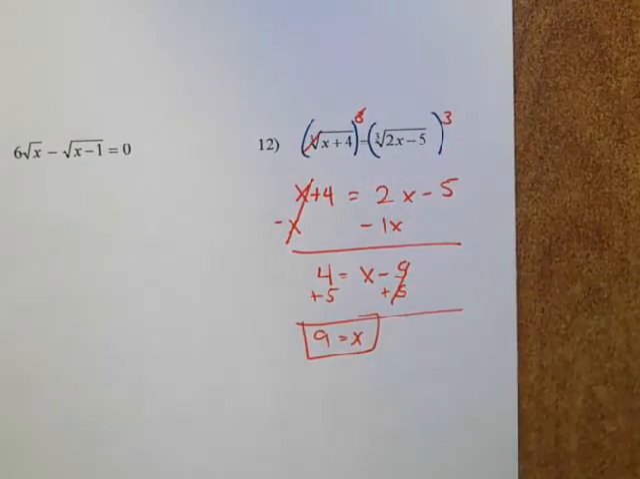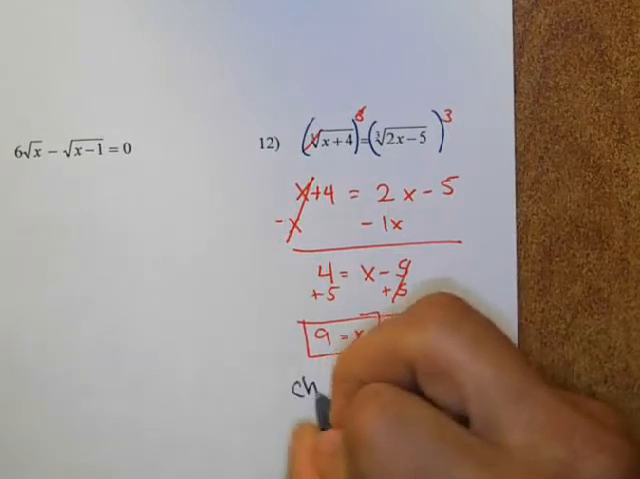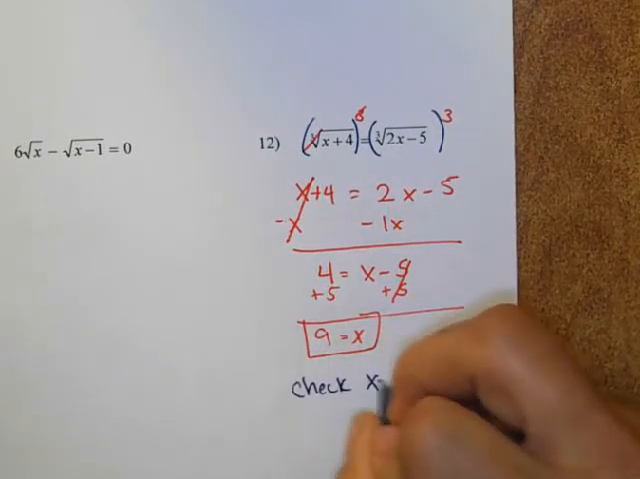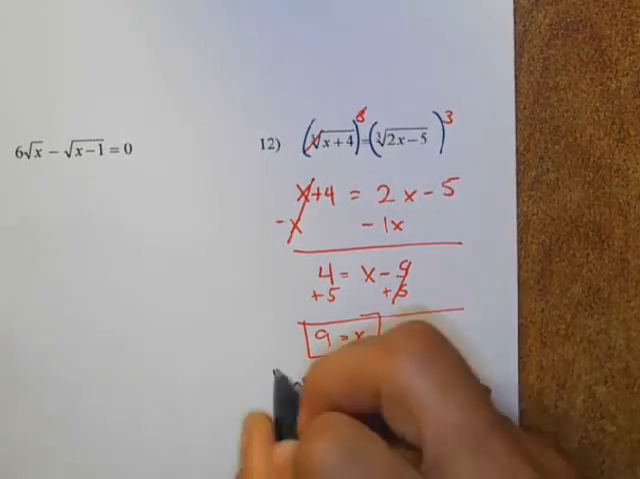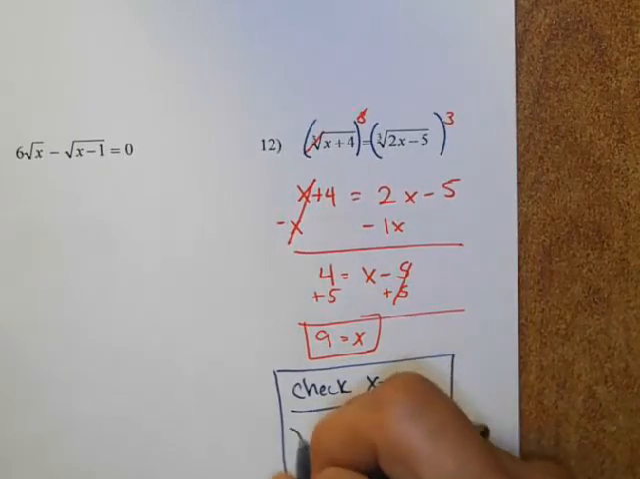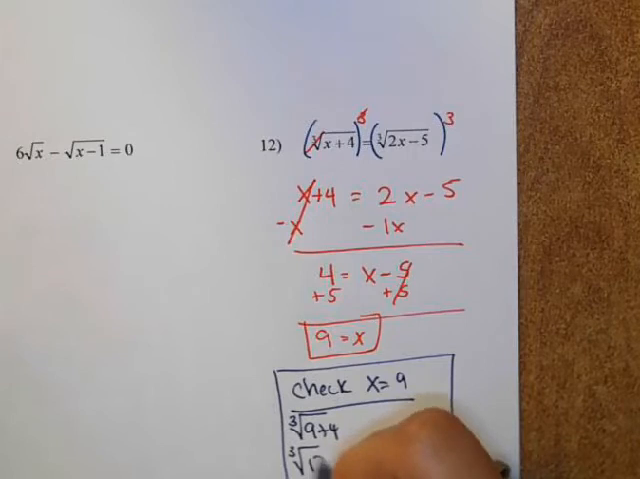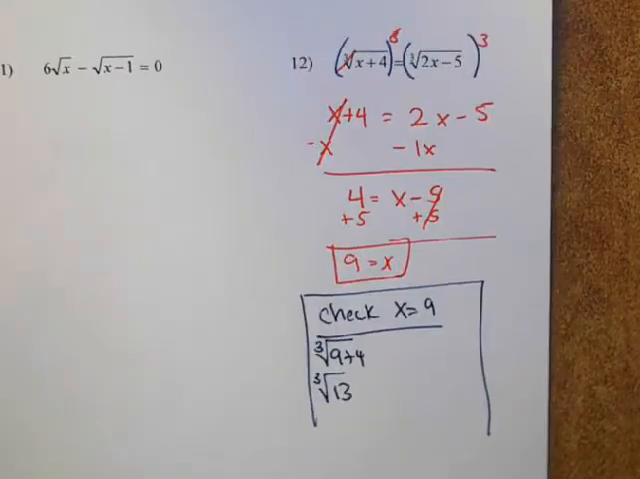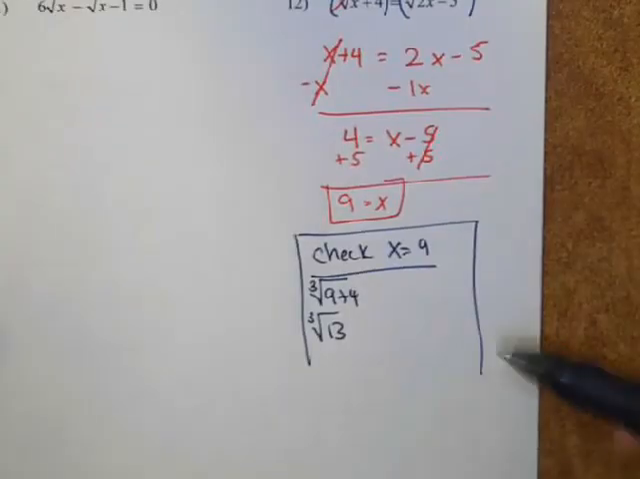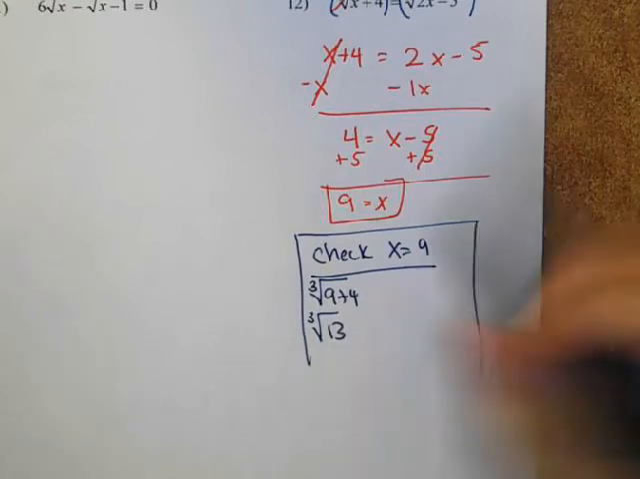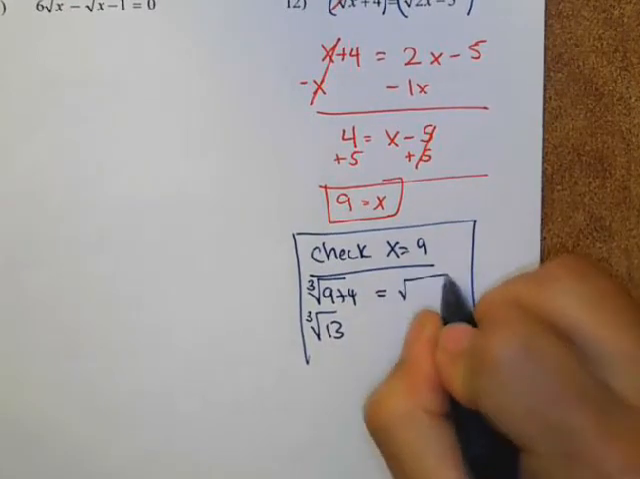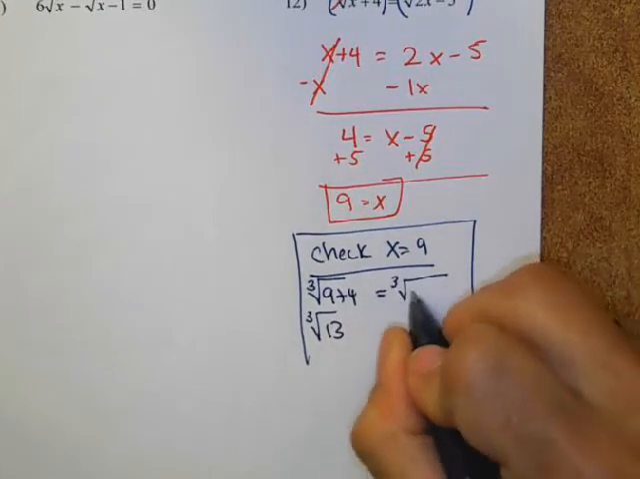Okay, so I'm going back into my original to check. X equals 9. Cube root of 9 plus 4 is the cube root of 13. Now, I don't know what the cube root of 13 is, but I don't really care what the cube root of 13 is because I need to just make sure that it checks out on the other side. I'm not actually simplifying this, I'm just making sure that it checks.